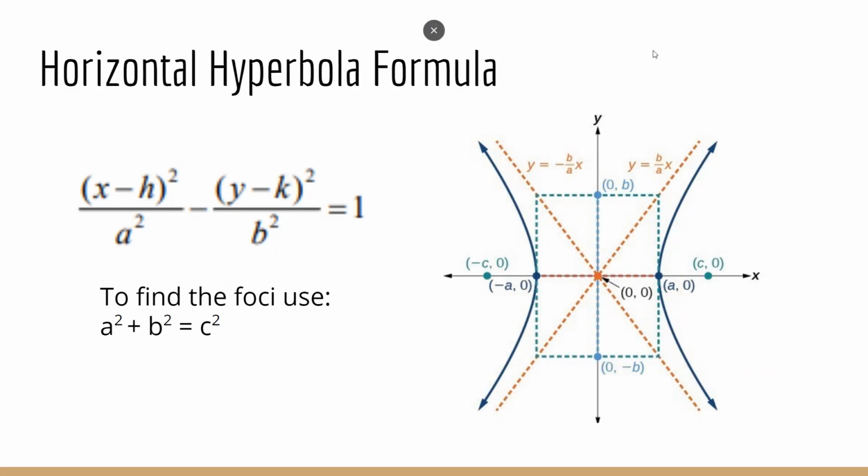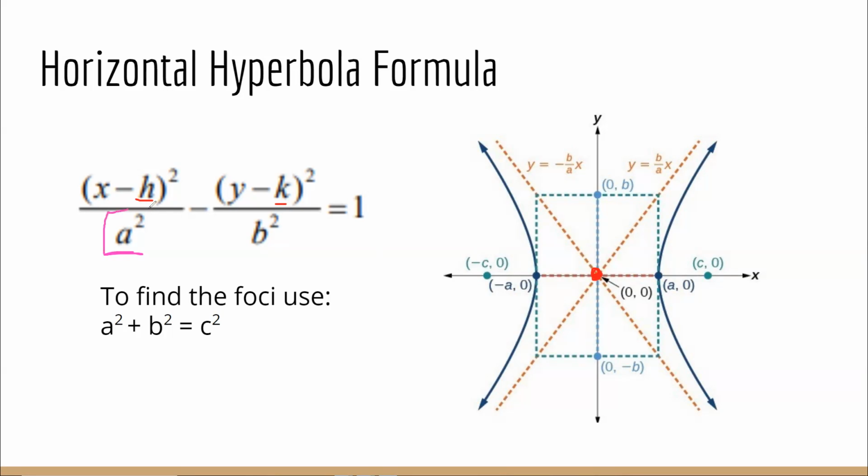Then you can find the center. So h and k tell us the center. So that'd be our center. And then the number under x squared is going to tell us how much we're moving left and right, which makes sense because the x-axis goes left and right. Whether it's x squared minus y squared or y squared minus x squared, the number under x squared tells us how much we move left and right to find either our vertices or our co-vertices.